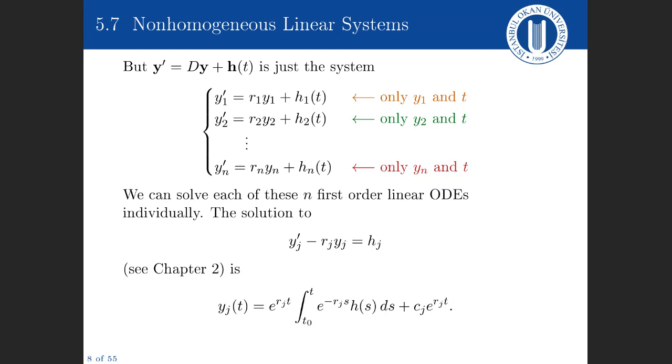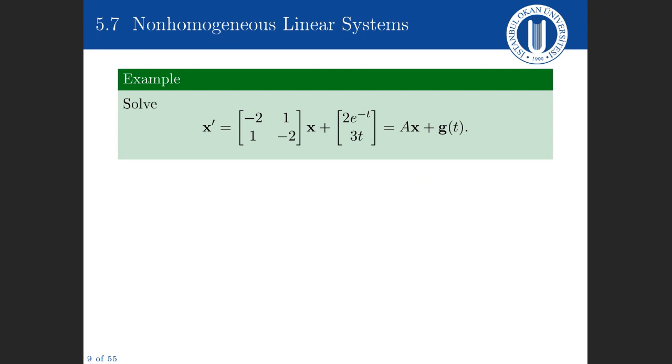And if we know y, then we can calculate x, because x is just T multiplied by y. So the idea is we change our linear system into an easier system, we solve the easier system, and then we multiply by T to find the solution to the linear system that we started with. Let's do two examples.